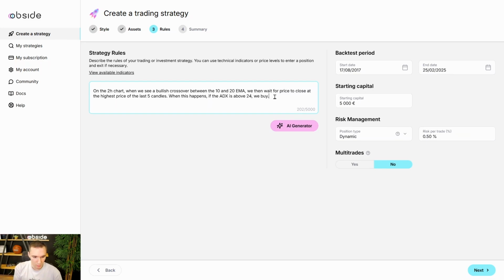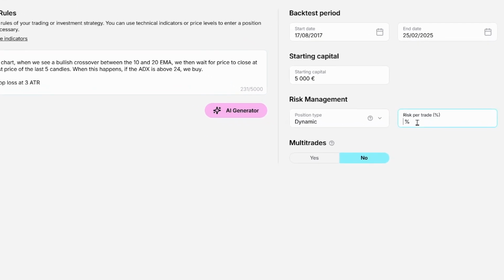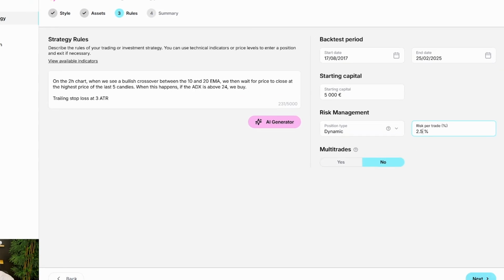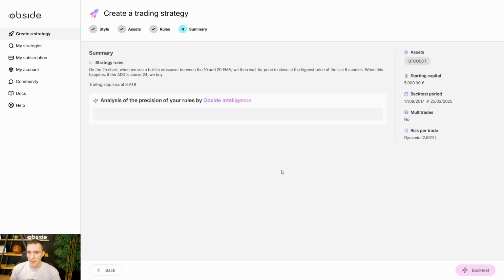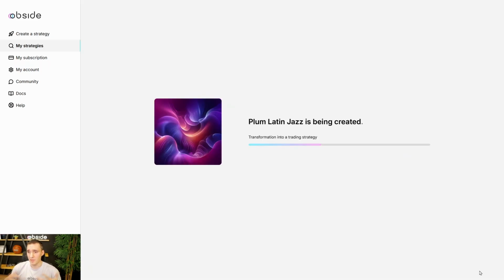This will be our entry rule, and for our exit rule, we will use a trailing stop loss at 3 ATR. And let's say if our stop loss is hit without being trailed, we want to risk 2.5% of our capital. So we'll backtest this over the last 7 years. I'll hit next, and here the strategy is ready for the backtest. So here we go. Okay, this should now take between 30 to 60 seconds.